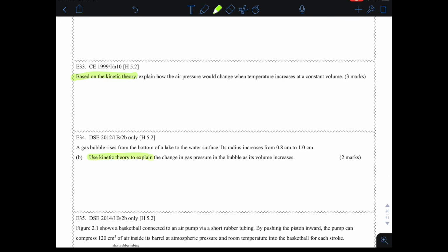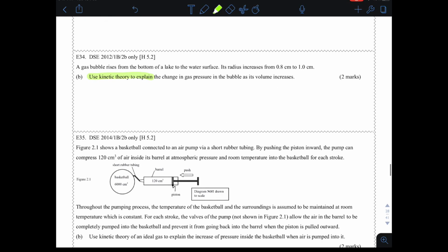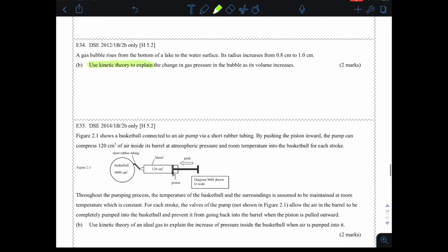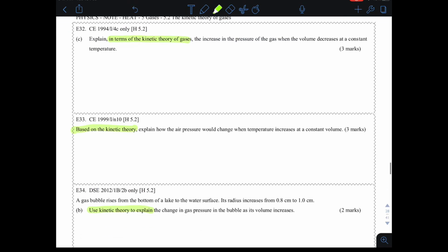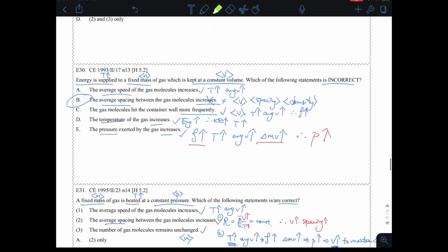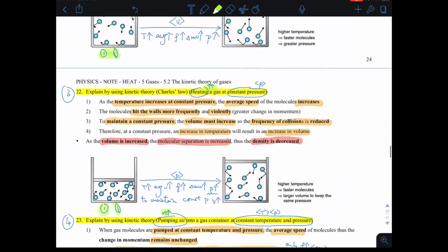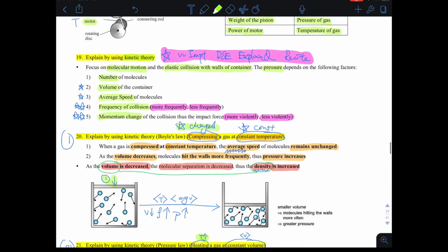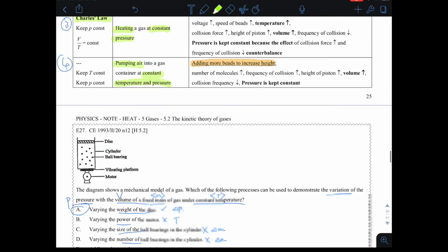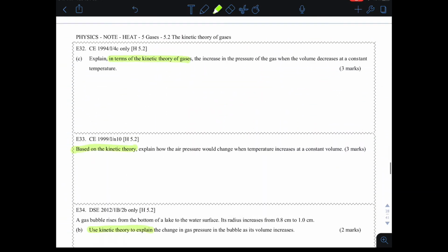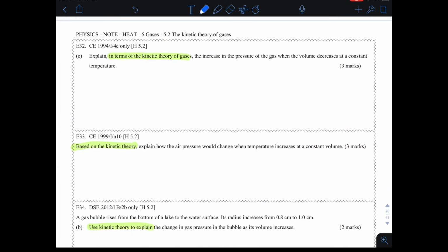Use kinetic theory to explain. And then here is again, use kinetic theory of an ideal gas to explain. When you see this, you know you must be focusing on all those exact wordings here, so that you will be using the wordings here. Molecular motion. And let's try to explain one by one.